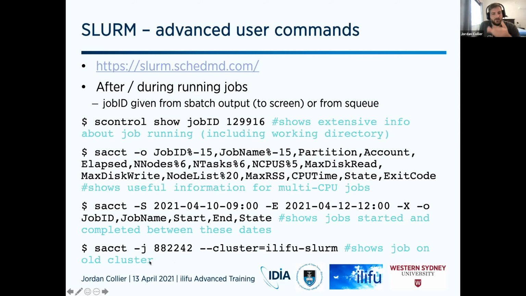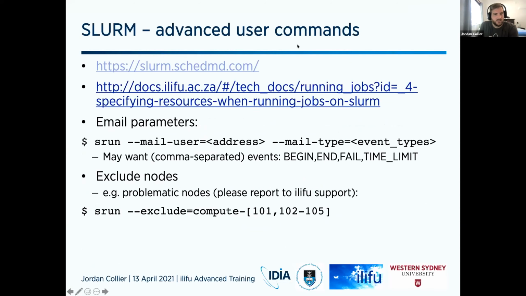Or for instance, if I want to look at a job that ran on one of the old clusters, since we still have that database accessible, we could specify the job number, and then the cluster equals ilifu SLURM. So this was the original cluster. We also have ilifu SLURM 20, and then the current is ilifu SLURM 2021. So I could look at jobs that I ran on the old clusters with that syntax.